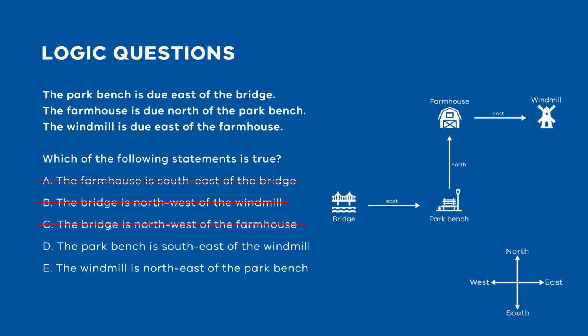The park bench is southeast of the windmill. This statement is also wrong. The park bench is southwest of the windmill. Let's check the last answer. The windmill is northeast of the park bench. Option E is correct.